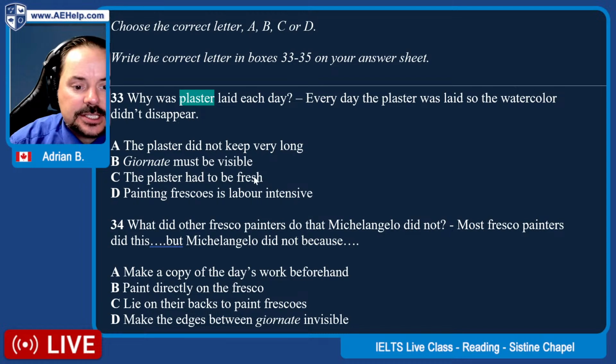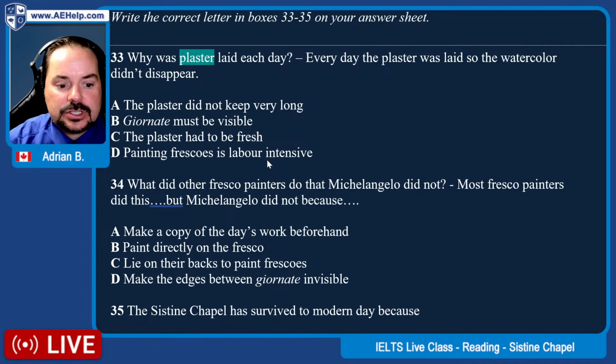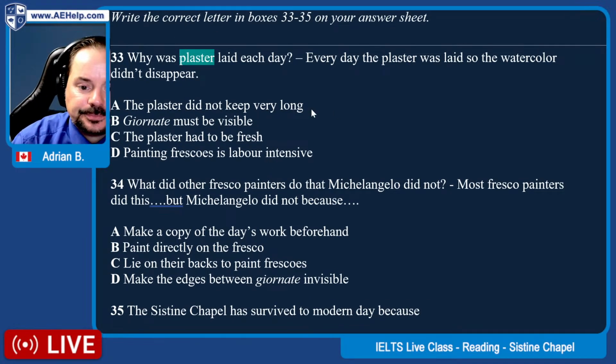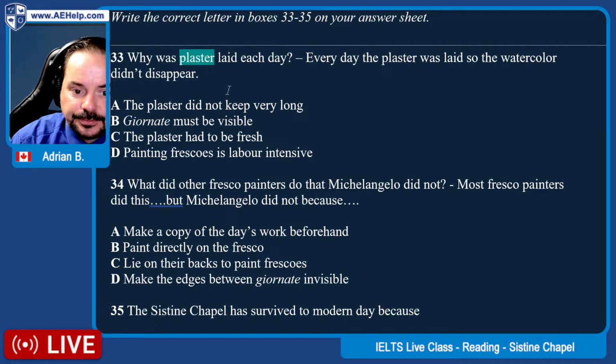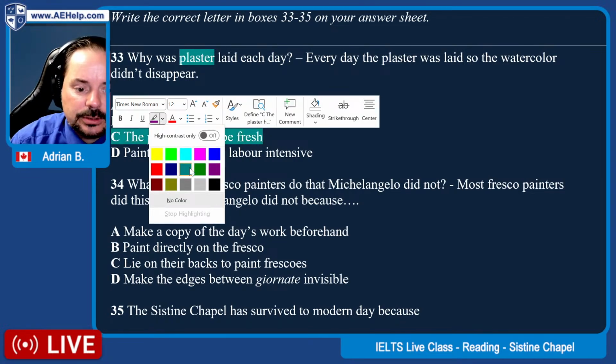Okay, well let's see if some of the answers are there. Why was the plaster laid each day? I think C, the plaster had to be fresh. Okay. Is that the best choice? The painting of frescoes is labor intensive. Giornata must be visible. The plaster did not keep very long. I would say it's C. The plaster had to be fresh. Why? For the watercolors to absorb, right? So it had to be fresh. Yeah, I agree. C's the best answer. Yep, for sure.